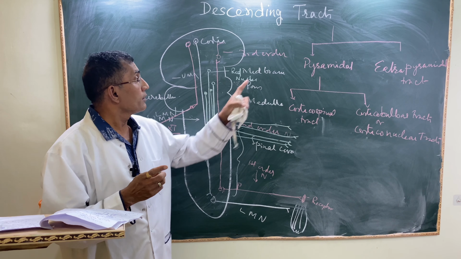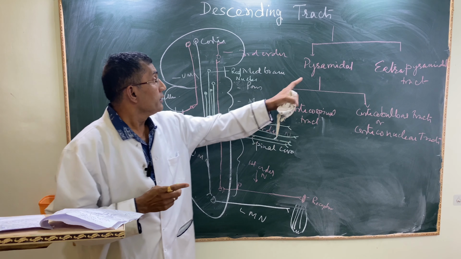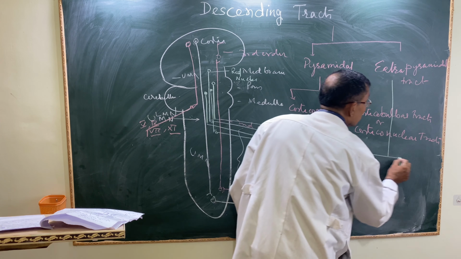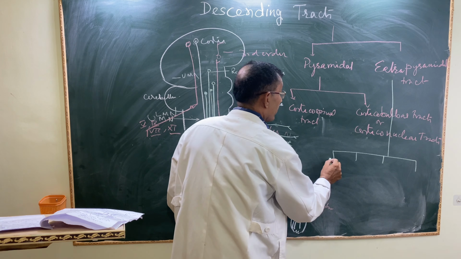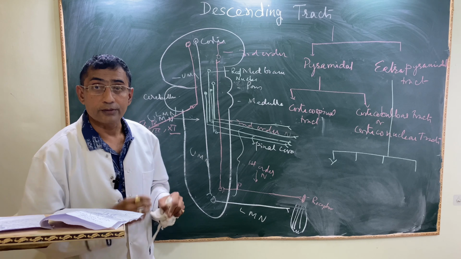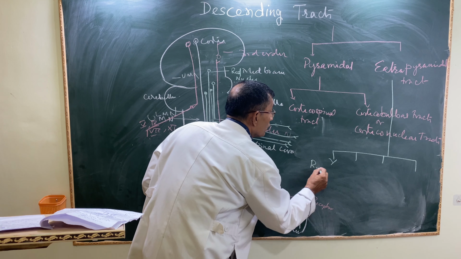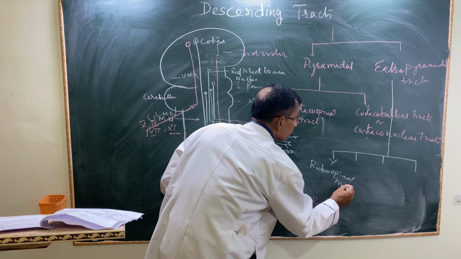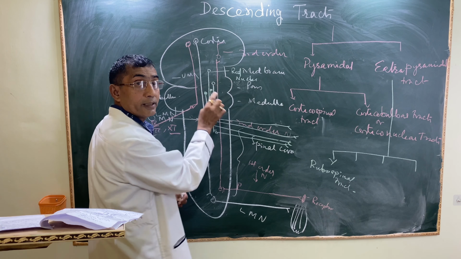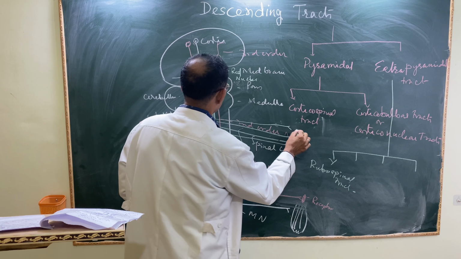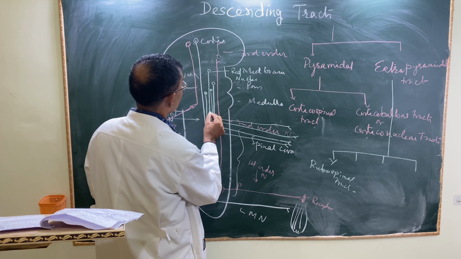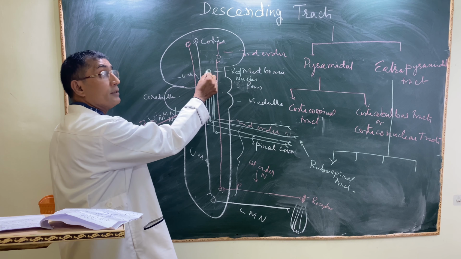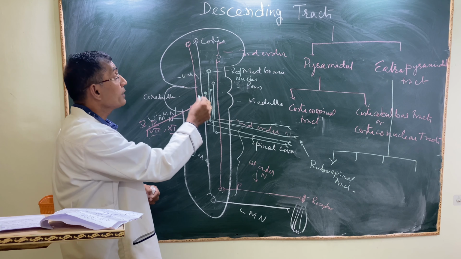Now, this extrapyramidal tract, if we classify it, is classified into four categories. One is rubrospinal tract, which starts from the red nucleus. It is the rubrospinal tract. It starts from the red nucleus present in the midbrain.